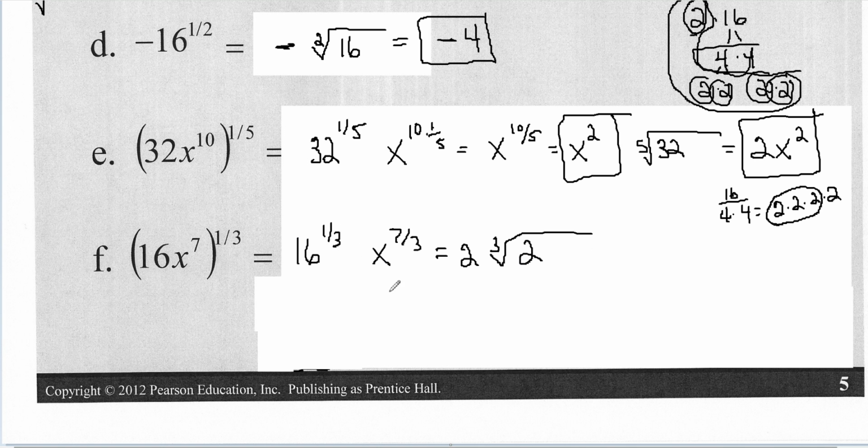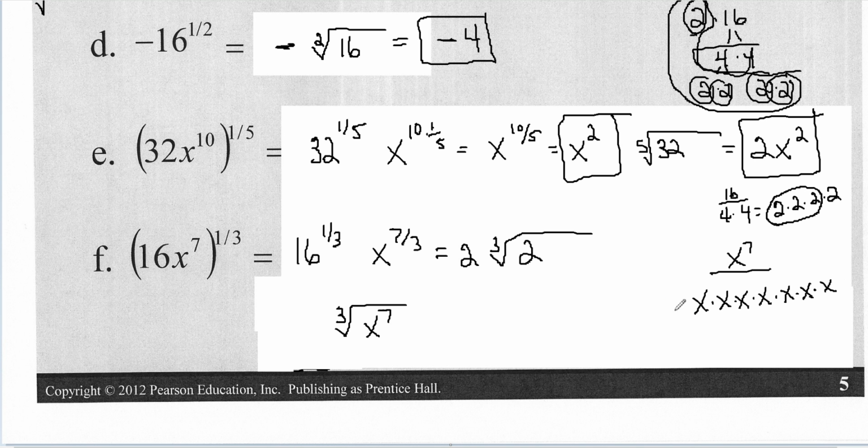And now I want to deal with this x to the 7 over 3. So that, again, means the cube root of x to the 7th power. And now I want to take the x to the 7th and factor that. X to the 7th. That's x times x times x times x times x times x. Got 1, 2, 3, 4, 5, 6. Whoop, one more. 7.